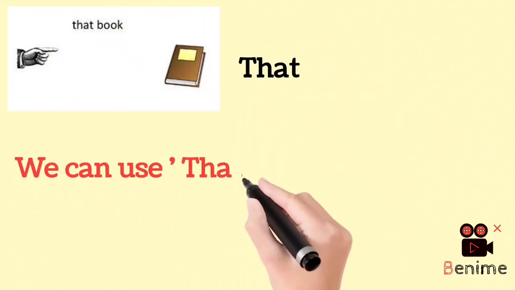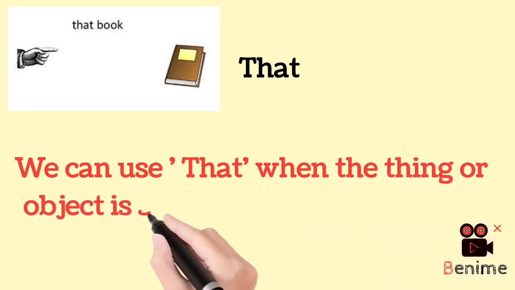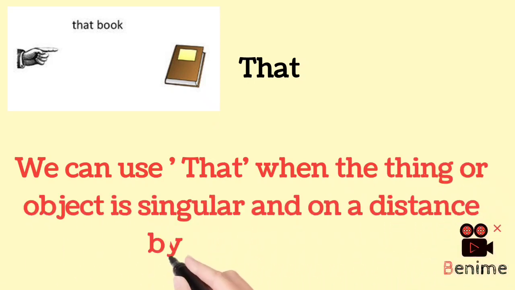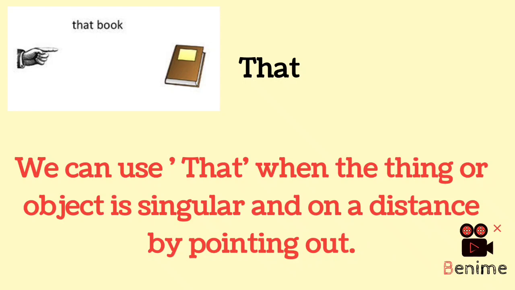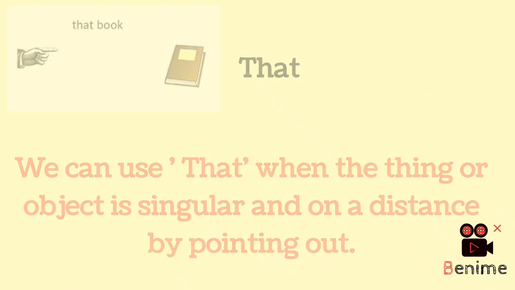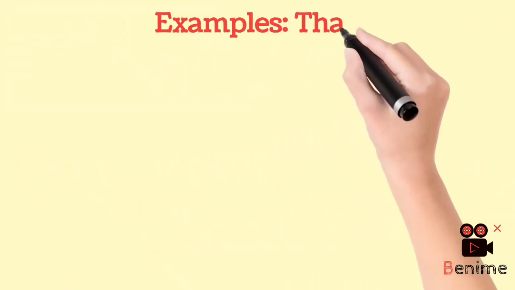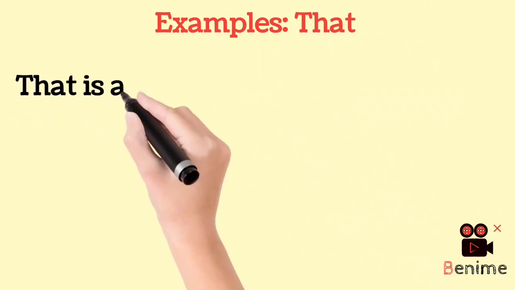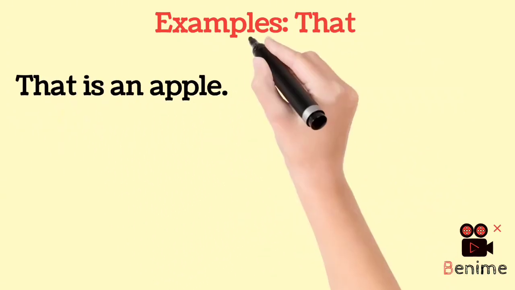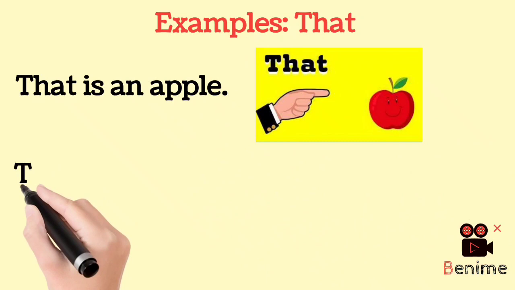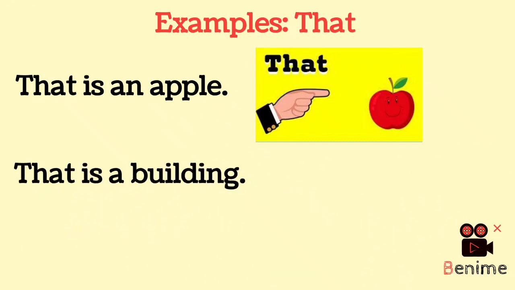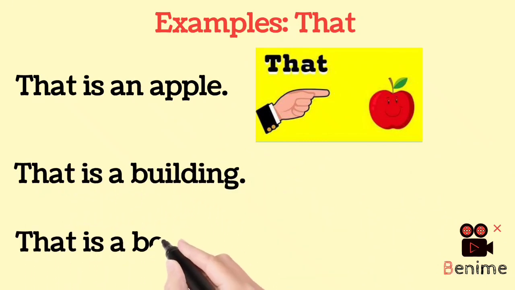That. We can use that when the thing or object is singular and at a distance, by pointing out. Examples: That is an apple. That is a building. That is a book.